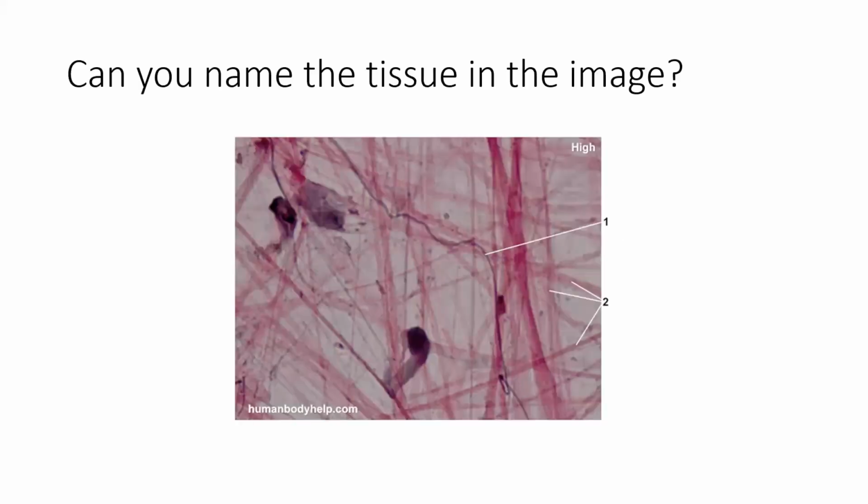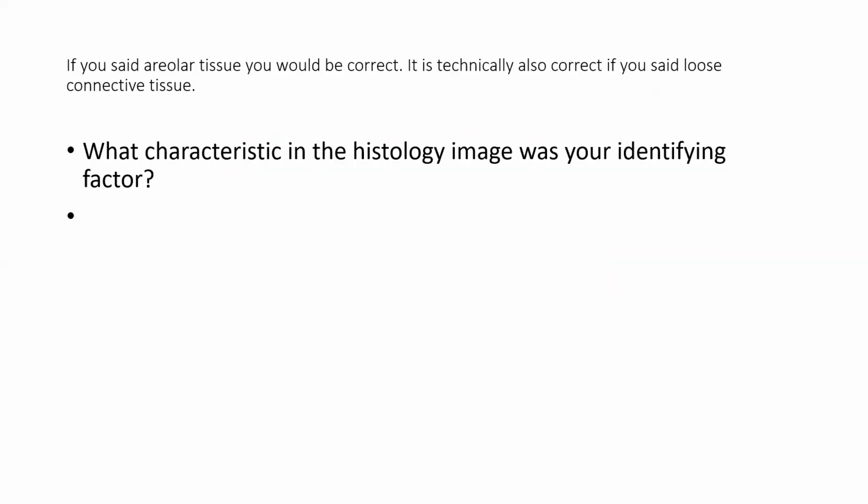The first question, can you name the tissue in this image? Now, if you remember, this is the same image that we had earlier in the slide. Well, if you said that this is areolar tissue, you are correct. You also could have said it is loose connective tissue, since areolar tissue is loose connective tissue.